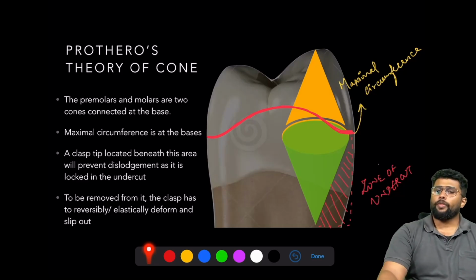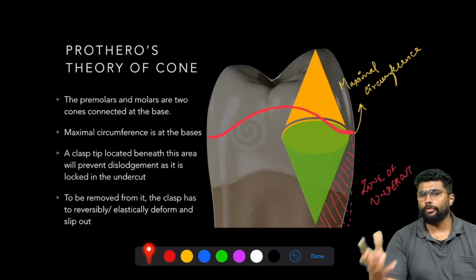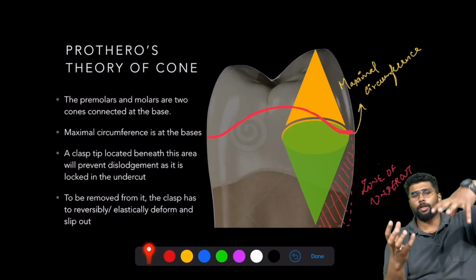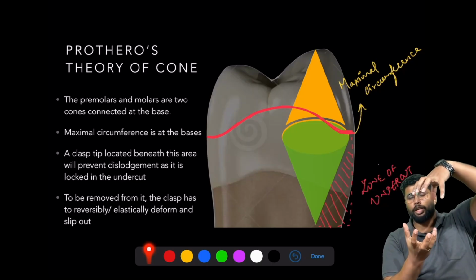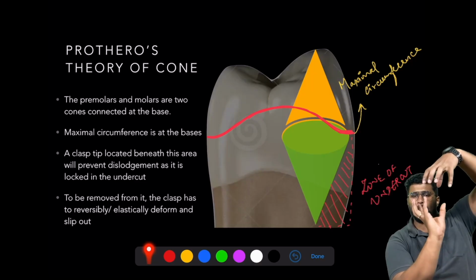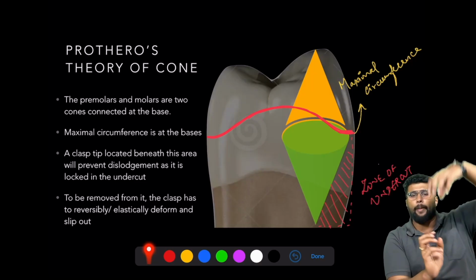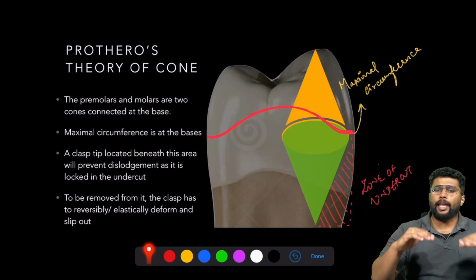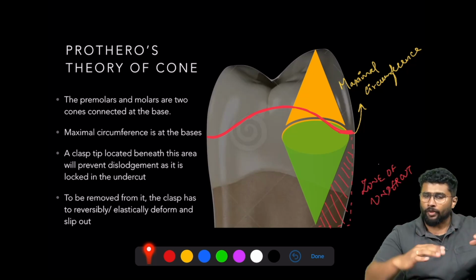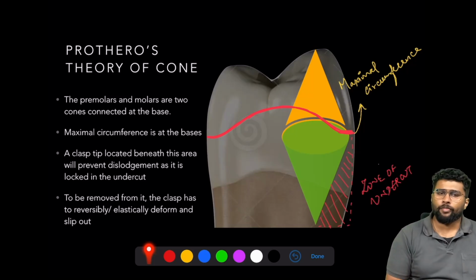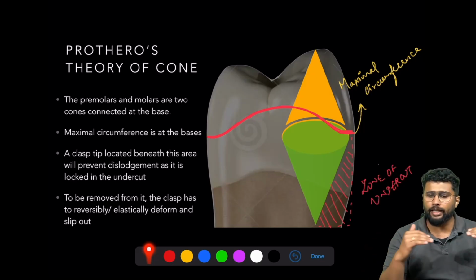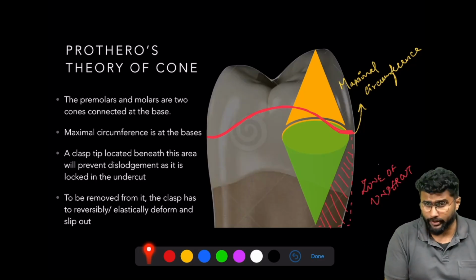Now, Prothero came up with this theory of a cone. According to him, if you take any tooth, it could be considered to be two triangles in which the bases are stuck to each other, and towards the root and towards the occlusal surface, the apex of the cones are present. If so, then the area where the two bases meet will have the maximal bulge. That area has the maximum circumference and is called the bulge area or the area of maximal circumference.